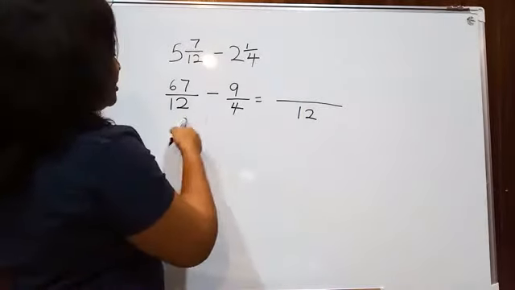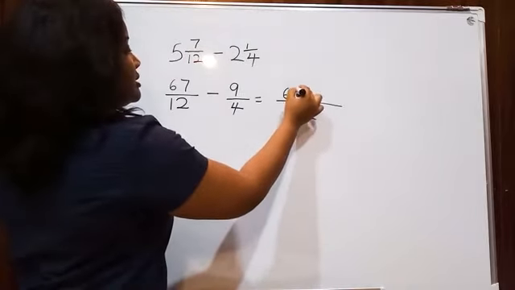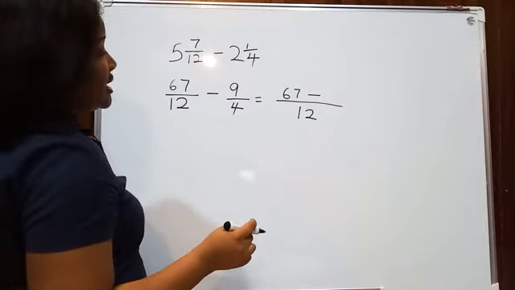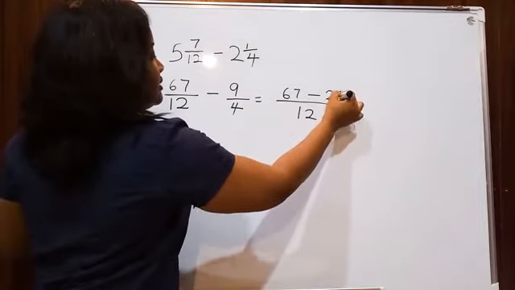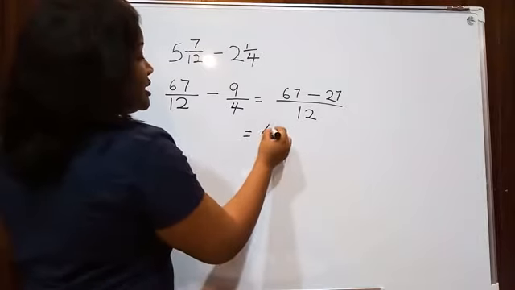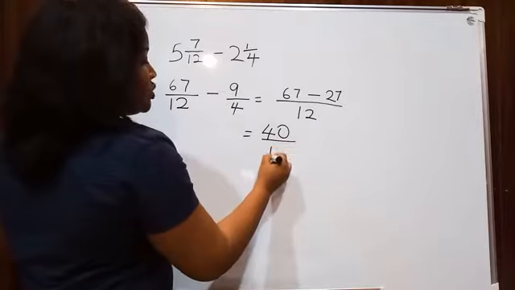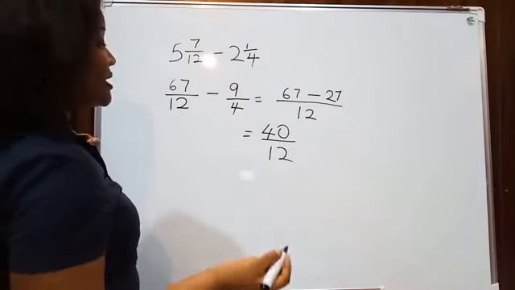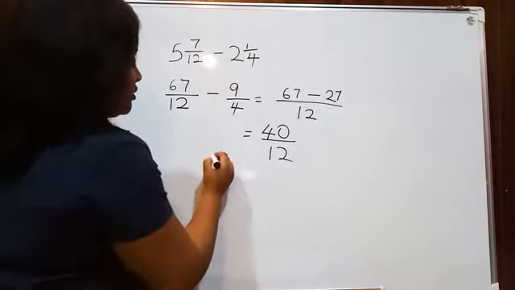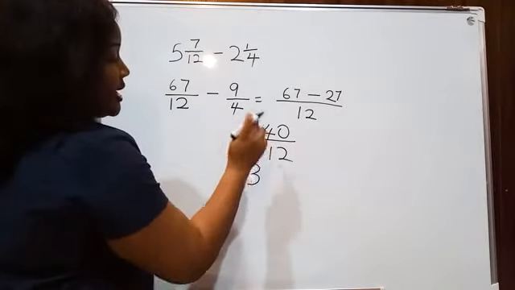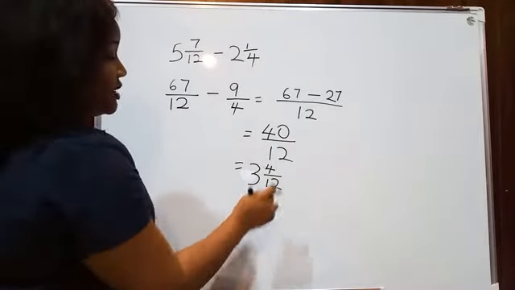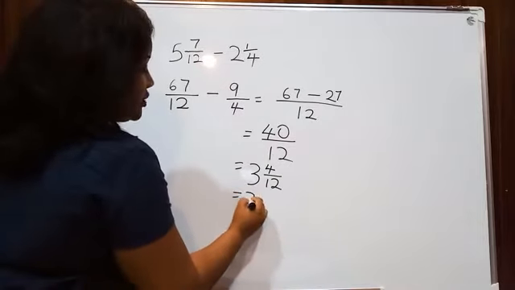So we now have 12 divided by 12, which is 1. 1 times 67 is 67, minus 12 divided by 4, which is 3. 3 times 9 is 27. So here we have 67 minus 27, which is 40. We have 40 over 12. Now converting it back to a mixed fraction, 40 divided by 12: 36 divided by 12 gives us 3 whole number, 4 over 12. And we can reduce the 4 over 12 to lowest terms, which gives us 3 whole number, 1 over 3.